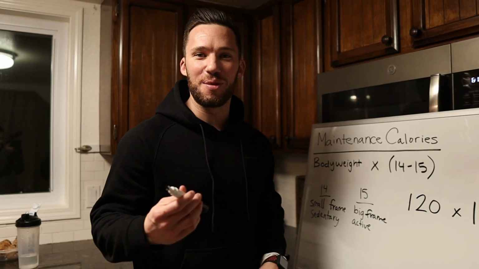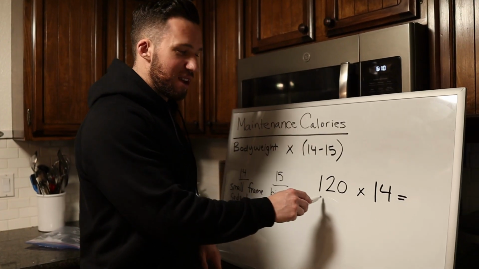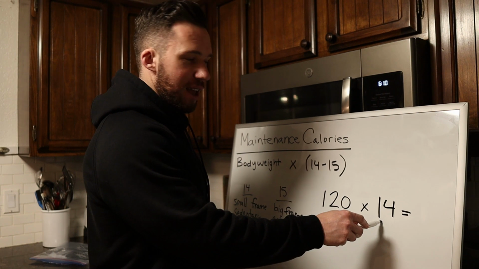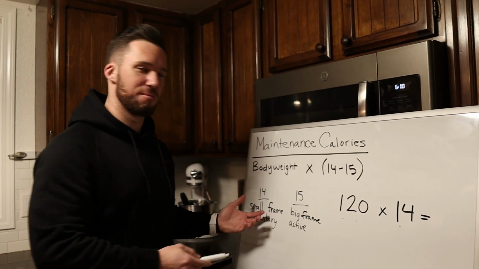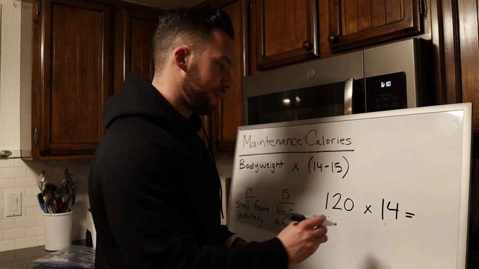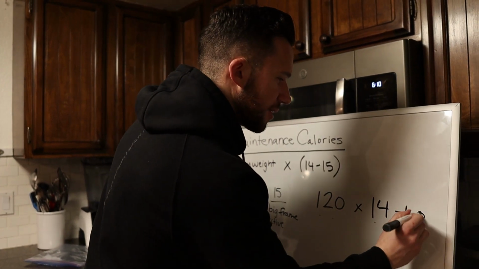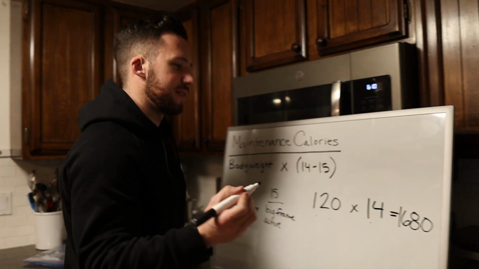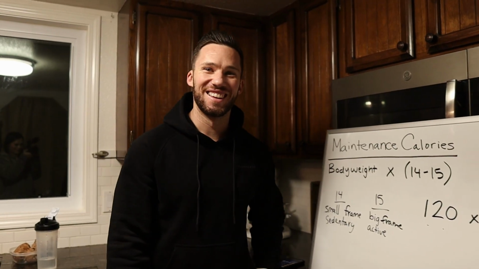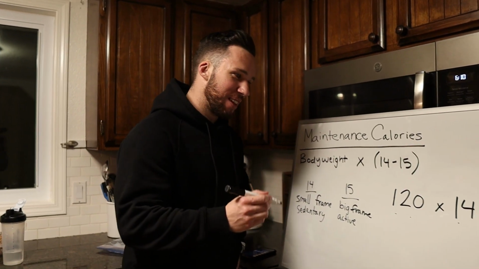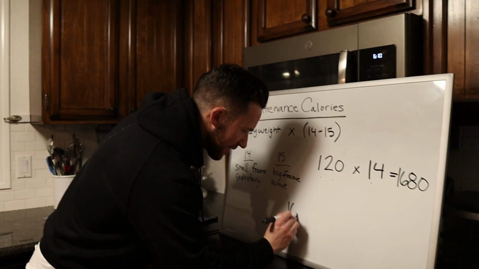Okay, so we're going to calculate my wife's macros for her. So she's 120 pounds right now, and I'm going to use 14 because she's a little bit smaller. So we're going to do 120 times 14. It's 1,680 calories. Really good math, right? So that's going to be her maintenance calories.